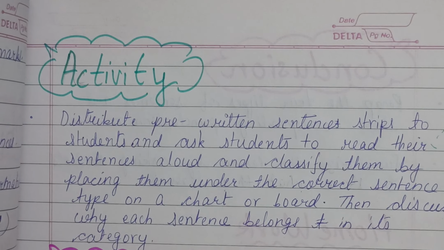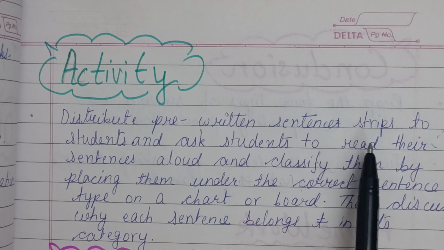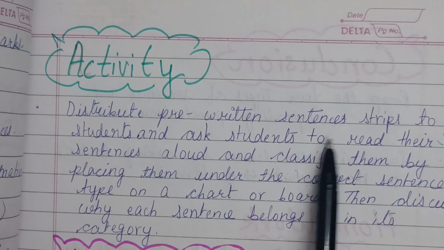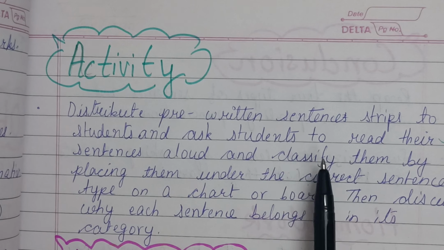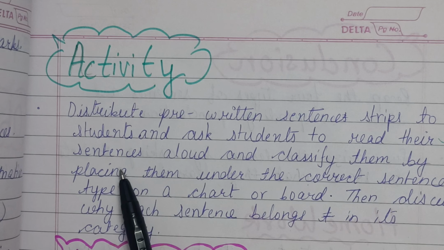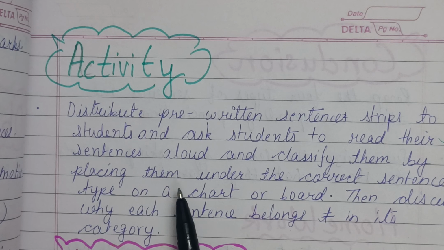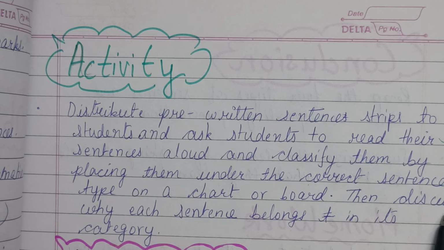Next is activity. So for the activity, you will use the sentence strips. Distribute pre-written sentence strips to students and ask students to read their sentences aloud and classify them by placing them under the correct sentence type on a chart or board. Then discuss why each sentence belongs in its category.